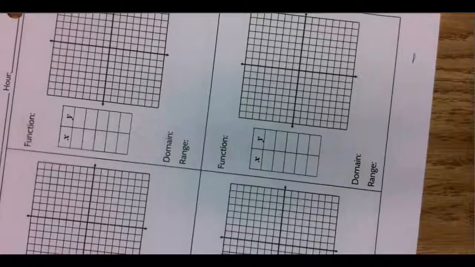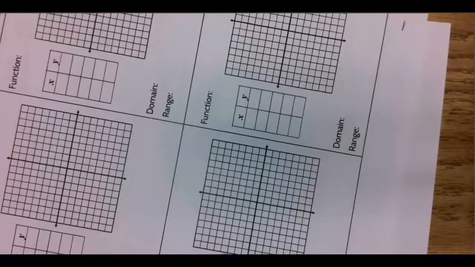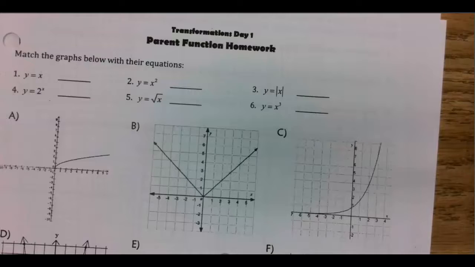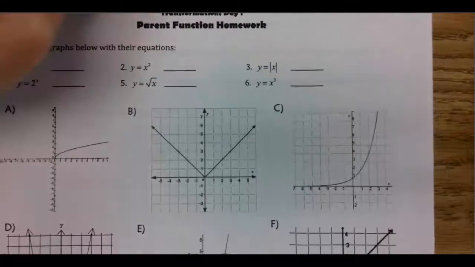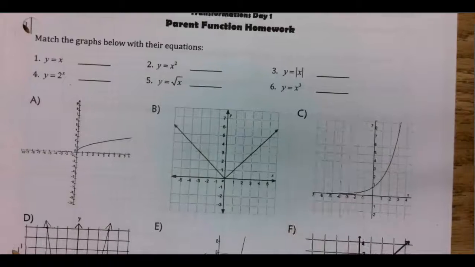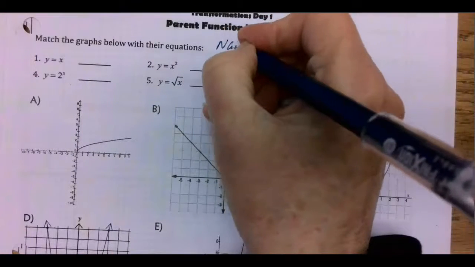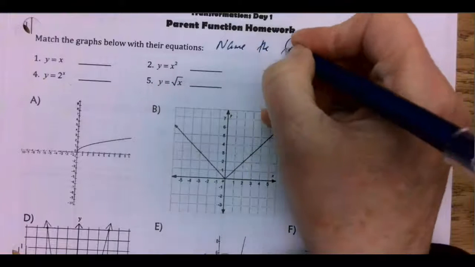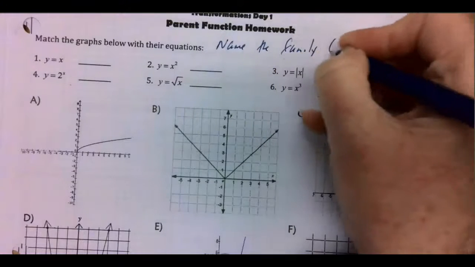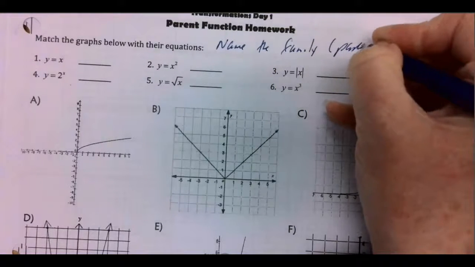Okay, now your homework. Why did I not bring out the homework paper? Well, your homework is the next page after. Let me pause and pull that out for a second. So this is what your homework looks like, and what it wants you to do is match them up. So I would suggest you match them up and then name the family that it's from. Name the family is what it's called. So what is its parent function?